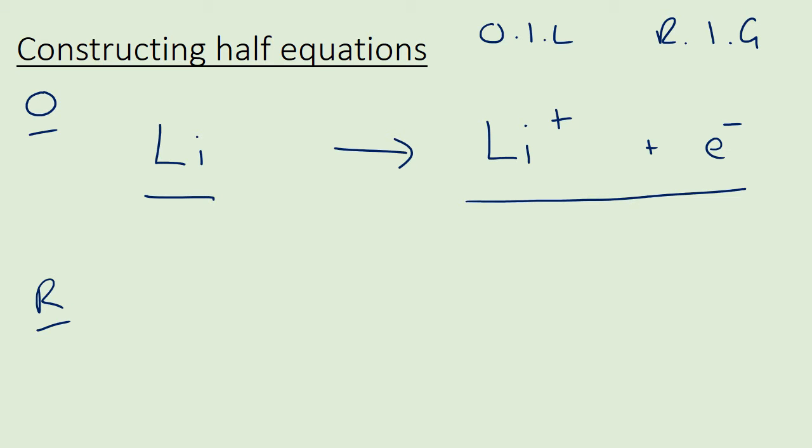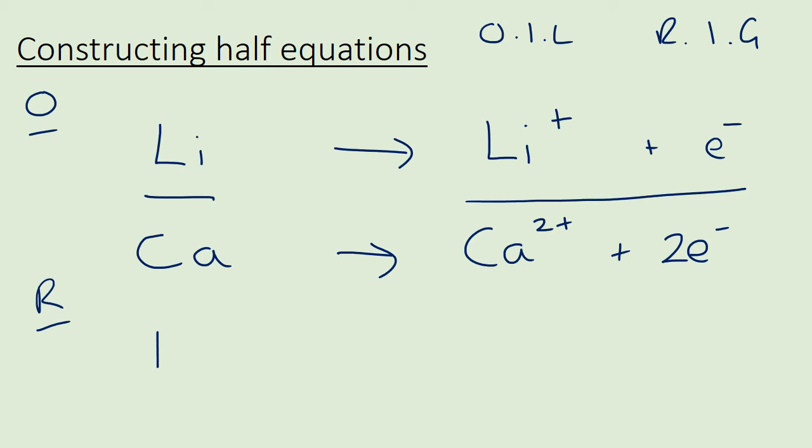I could also pick a group 2 metal such as calcium and show calcium becoming 2 plus by losing 2 electrons. Now reduction is the gain of electrons. So what I'm going to do now is look at something in group 7. Fluorine is in group 7 and it exists as F2. It will gain electrons to become F-. It will become fluoride ions.